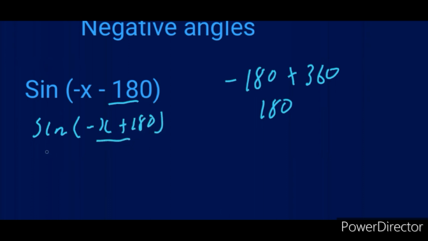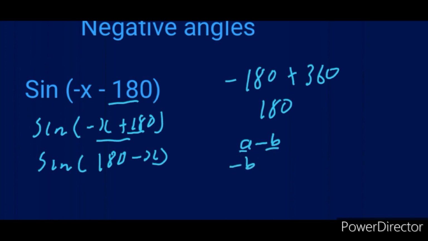This stuff, when you rearrange it, it's just going to become 180 minus x. Whenever you rearrange something, you have to take something together with its sign. For instance, if you've got something like a minus b, if you rearrange it, you have to take this together with its sign, so it's going to be minus b. And you have to take this together with its sign, which is the invisible positive, so it's just going to be plus a. So whenever you rearrange, just make sure you take something together with its sign.